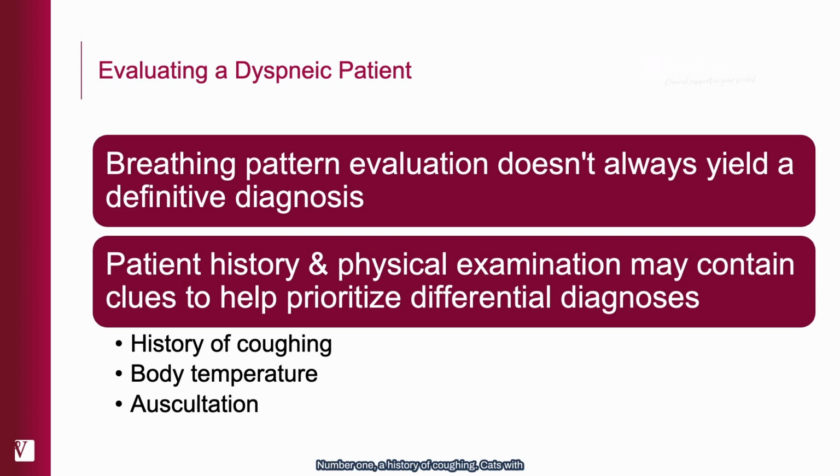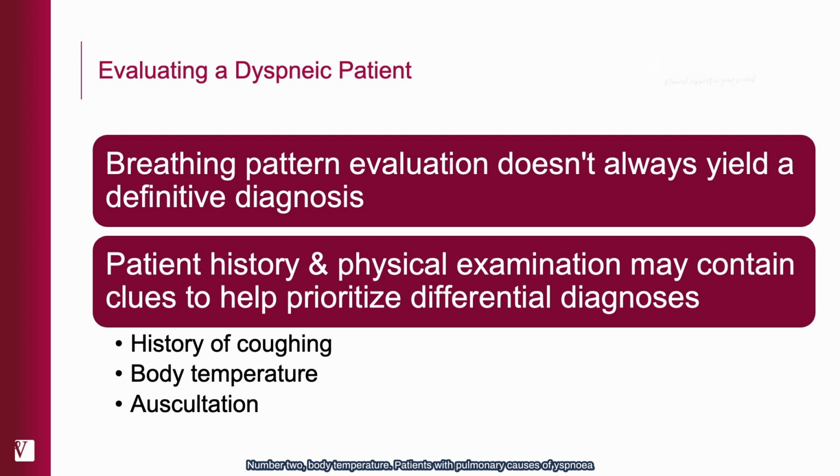Number one, a history of coughing. Cats with congestive heart failure rarely cough, but patients with lower airway disorders like asthma frequently have a history of chronic or progressive coughing. Number two, body temperature.